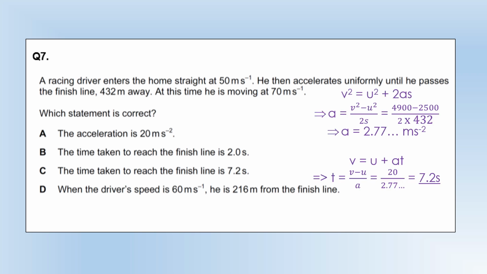So first of all, I'm going to calculate what the acceleration is, since we've got a statement about that. Using v squared equals u squared plus 2as, we can find the acceleration is 2.7. So a is not correct. But then using that, we can figure out how long it would take to reach 70 meters per second if we start at 50. So we can then find the time, which we can see is option C is the correct one.